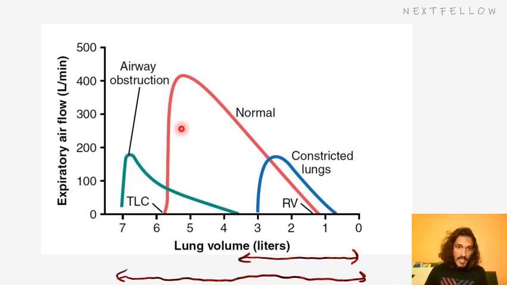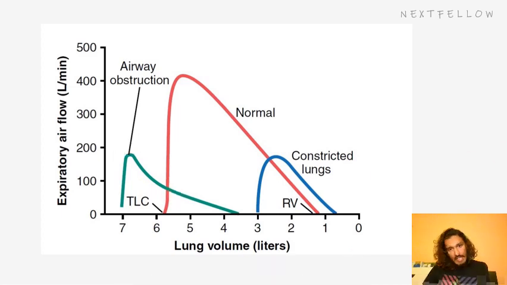In this scenario, peak flow is reduced, the flow rate is reduced. FEV1 by FVC is not that clear from this diagram; you need the other diagram. And you can see that the residual volume is increased and total lung capacity is increased. So this is a type of airway obstruction.